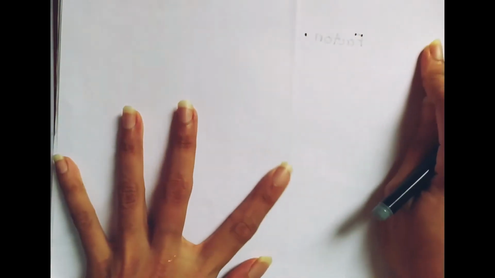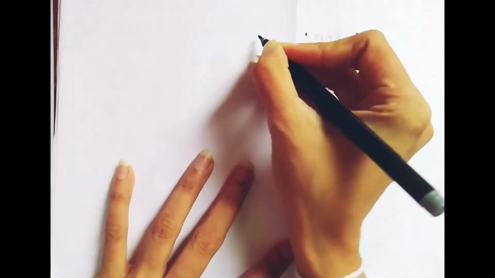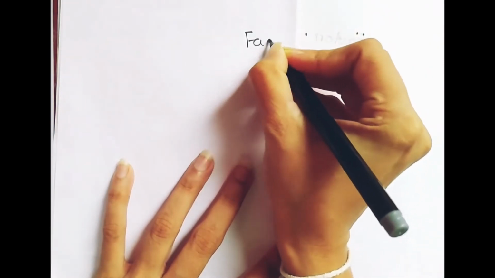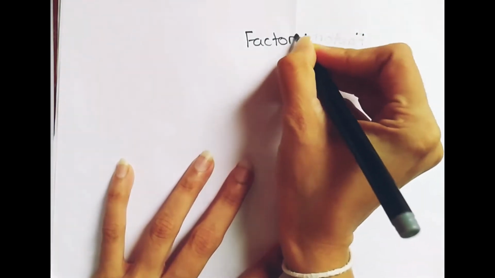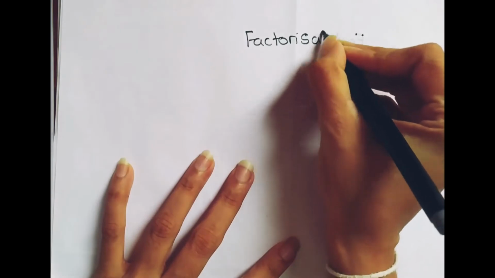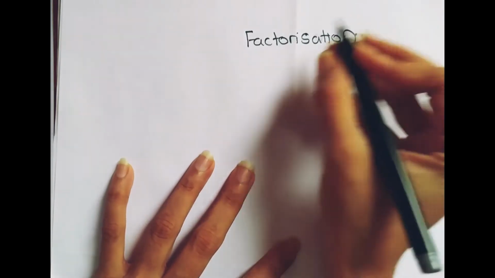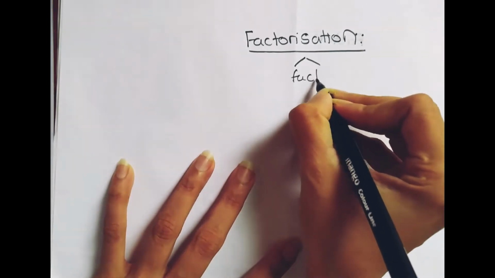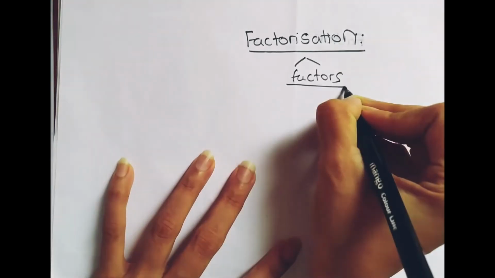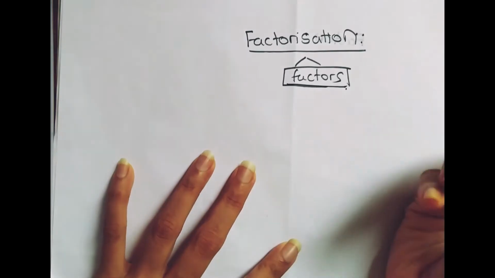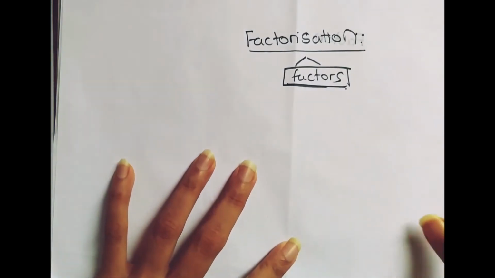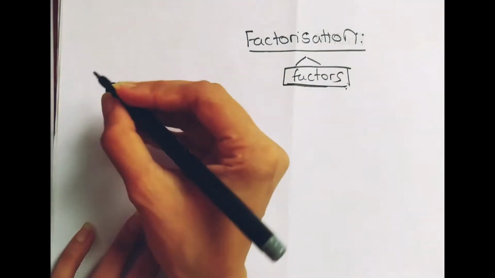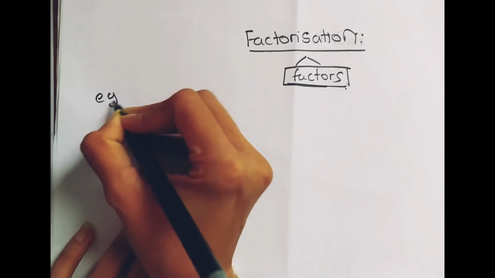This video will explain factorization. So what do you mean by factorization? From the word you can understand that factorization is making factors. So how are you going to make these factors? Now if I take a very small example, right?